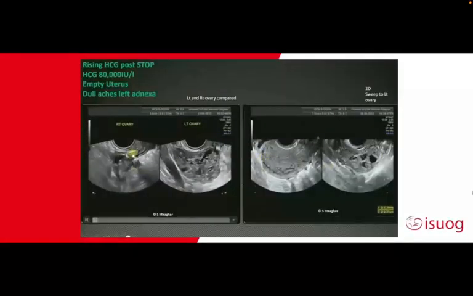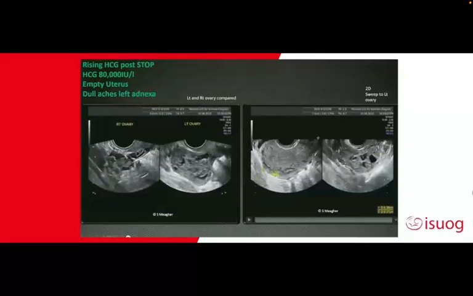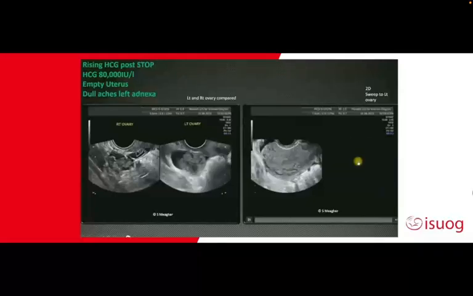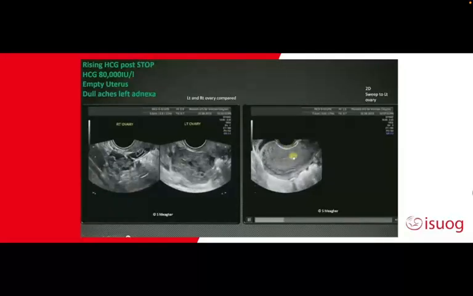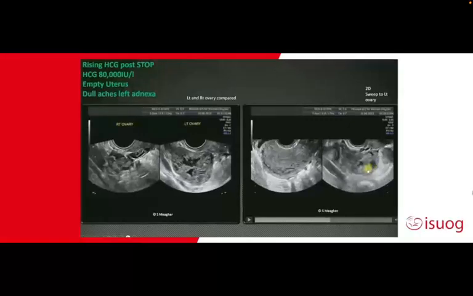This is a sweep comparing both left and right pelvic sidewall. This is the ovary on view on this side on the right, and then sweep across. You can compare to the opposite side. You can see a gross enlargement of the left ovary in a patient with a HCG of 80,000. And you can compare the size of the ovary indeed to the size of the uterus and realize the gross enlargement of the ovary in this case.